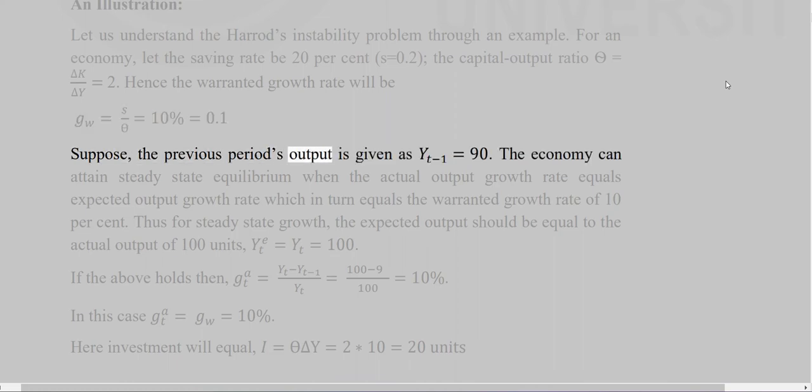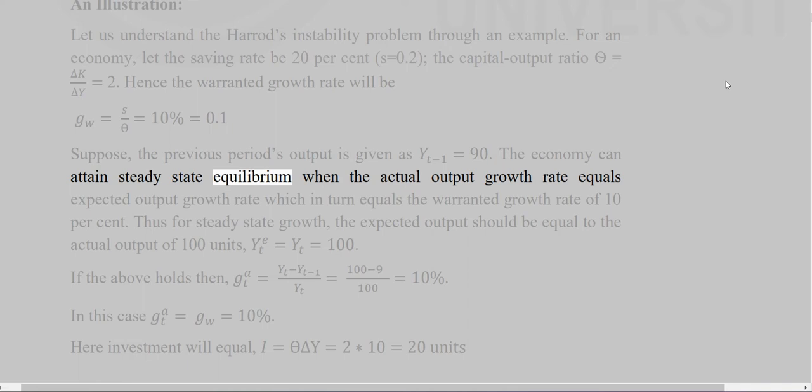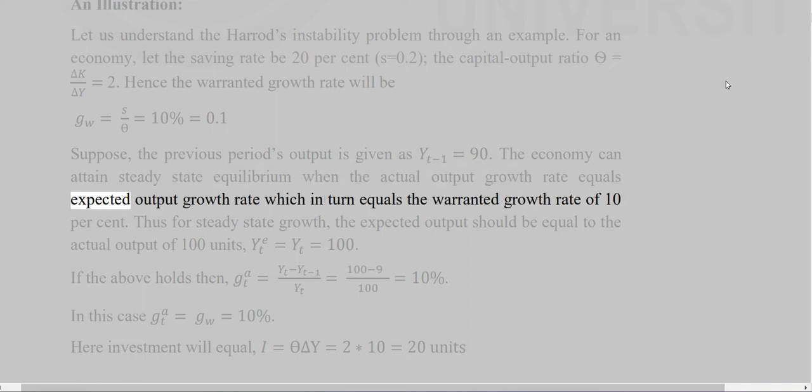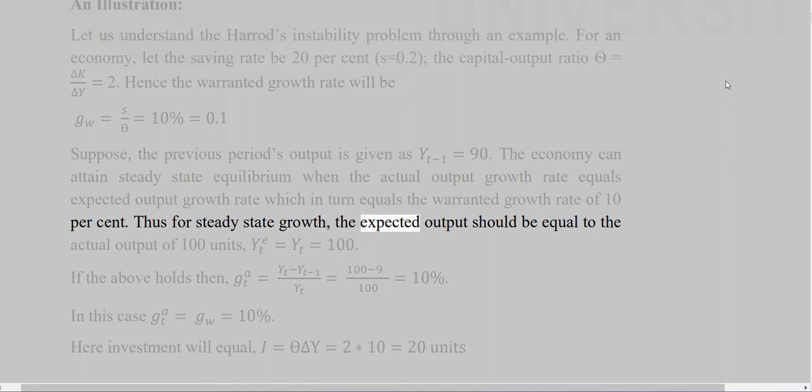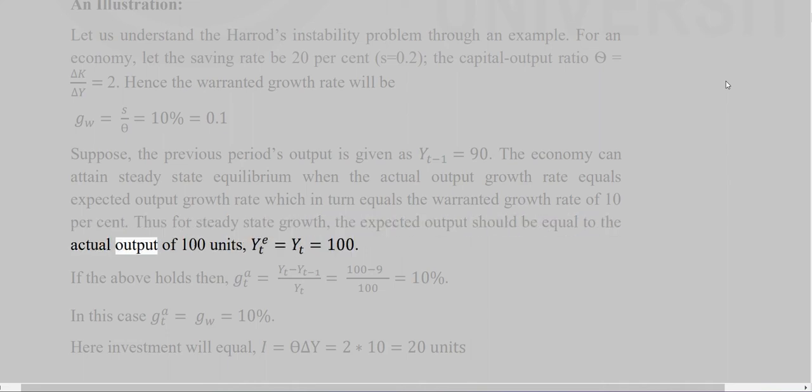Suppose the previous period's output is given as 90. The economy can attain steady state equilibrium when the actual output growth rate equals the expected output growth rate, which in turn equals the warranted growth rate of 10%. Thus, for steady state growth, the expected output should be equal to the actual output of 100 units. If the above holds, then the actual, expected and warranted growth rates all equal 10%. Here investment will equal capital output ratio times increment in y, which is 2 times 10, equal to 20 units.